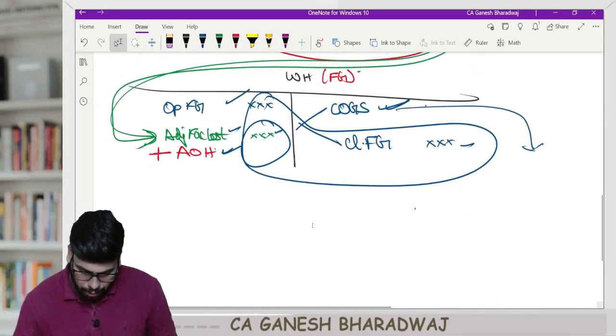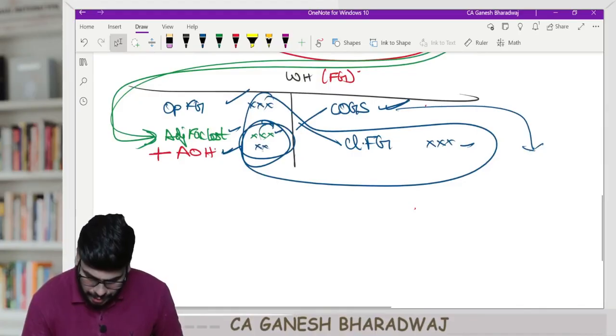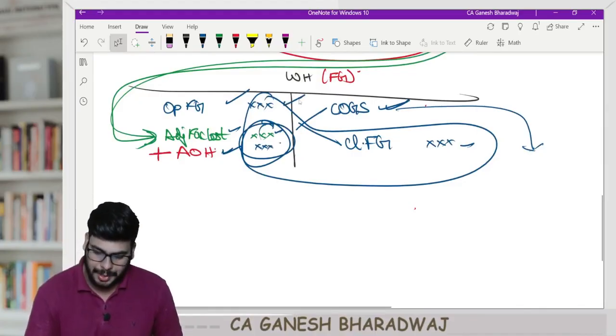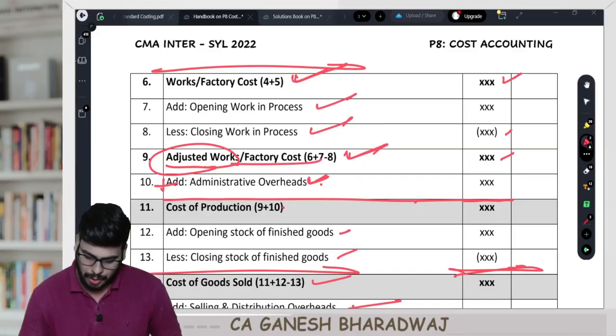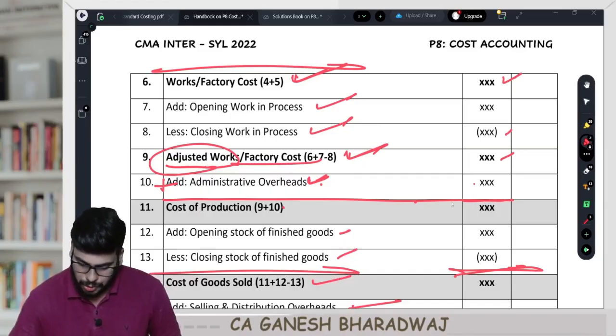Now you are entering into the warehouse area, right? This figure also gets added here. Now to this, add your opening FG less your closing FG. You will get your cost of goods sold. Are you clear with this?